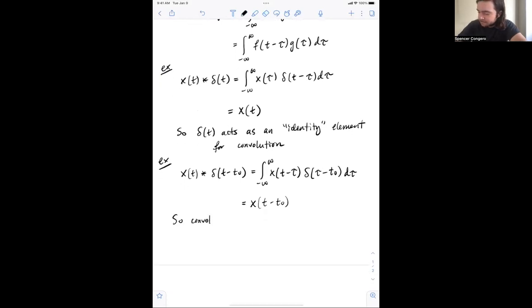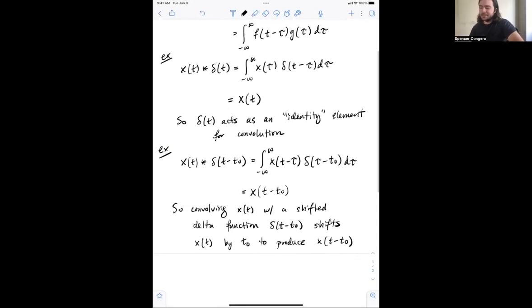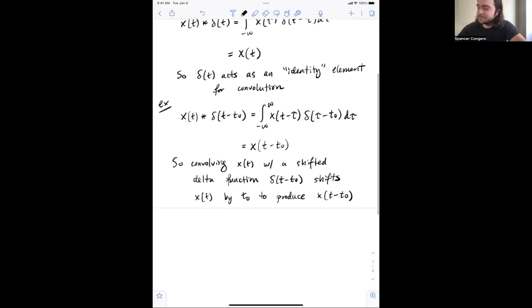So convolving x of t with a shifted delta function, delta of t minus T naught, what does it do? It shifts x of t by T naught to produce x of t minus T naught. So that's really useful too. We'll be using this all the time in this class. So convolving with delta functions is actually pretty simple. You just get a time shift.